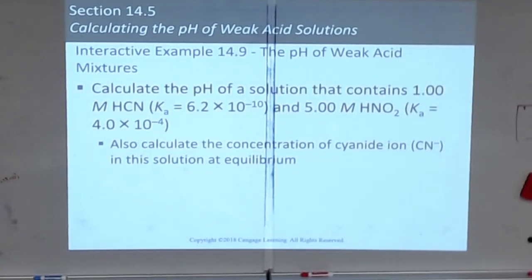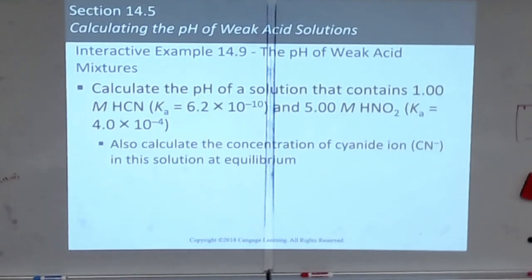Let's attack this process from a thought perspective. These guys are going to break down. What's going to be the dominant species, or who's going to be the big contributor of hydrogen ions? The second one. By what? Well, probably a lot. All right, well, let's start.